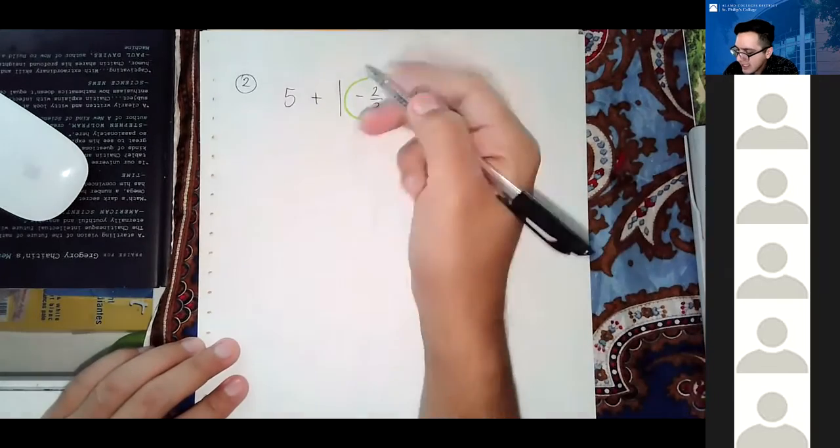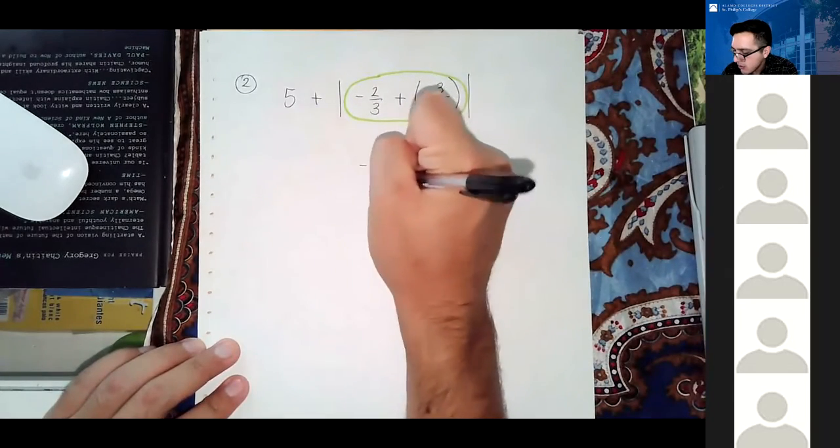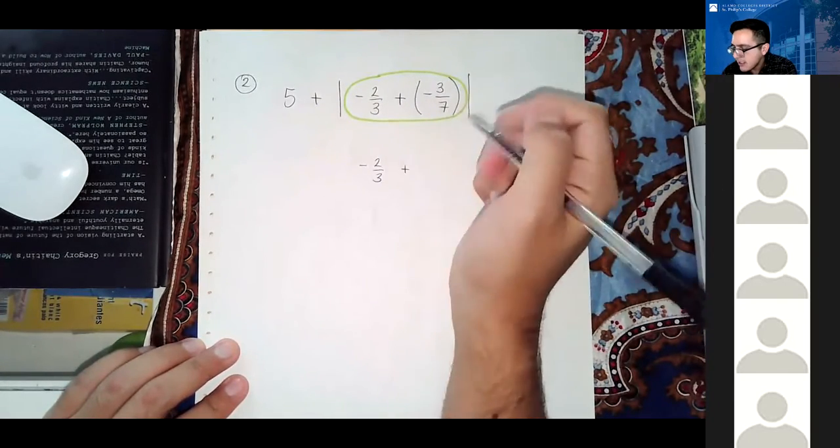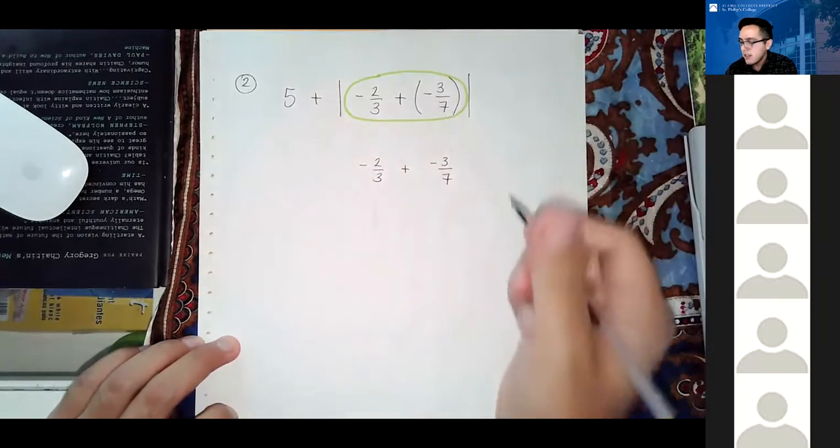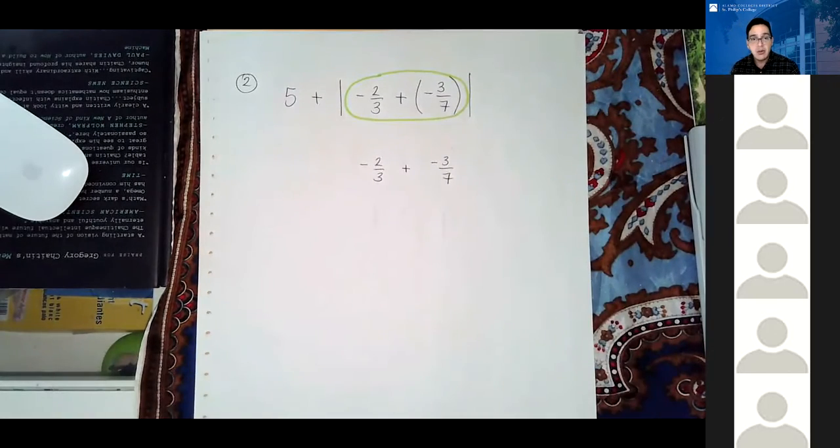If I am adding negative 2/3 plus negative 3/7, what do I need to do to these fractions in order to add them? You have to find the greatest common factor. The least. No. You have to make the denominator the same. Denominator the same. Find the least common denominator, not the greatest common factor. Sorry. Yeah.